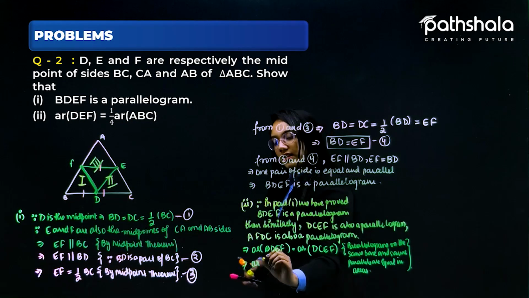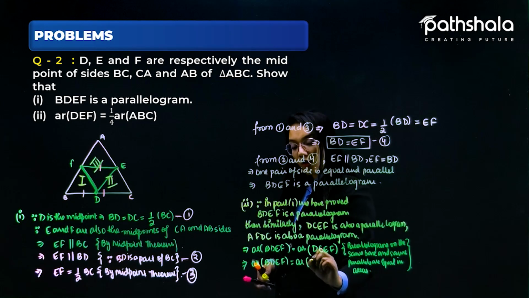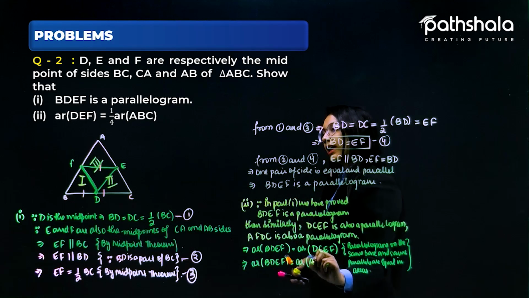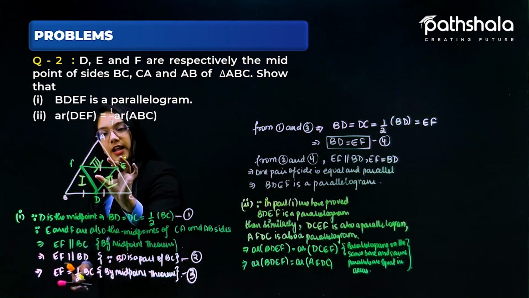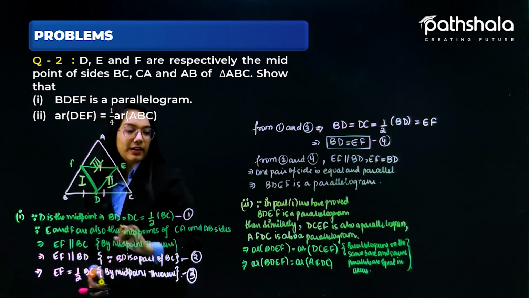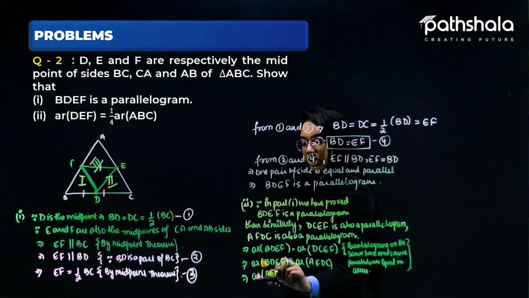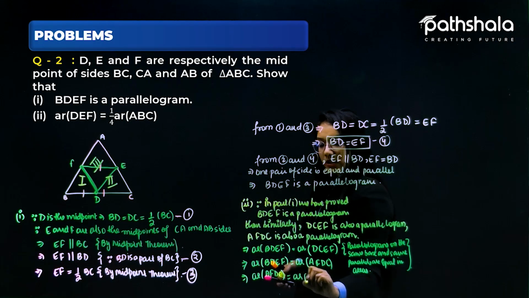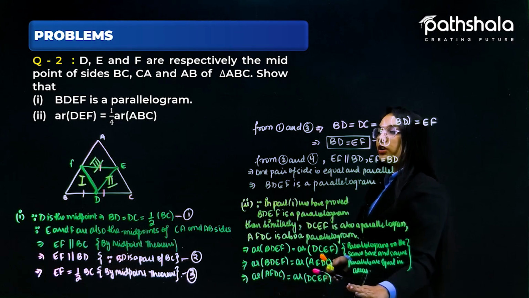So furthermore, we can say that the area of BDEF is the same as the area of AFDC, and furthermore we can also say that this parallelogram's area is equal to the area of this particular parallelogram, and furthermore the area of AFDC is equal to the area of DCEF. Means they all are equal to each other.